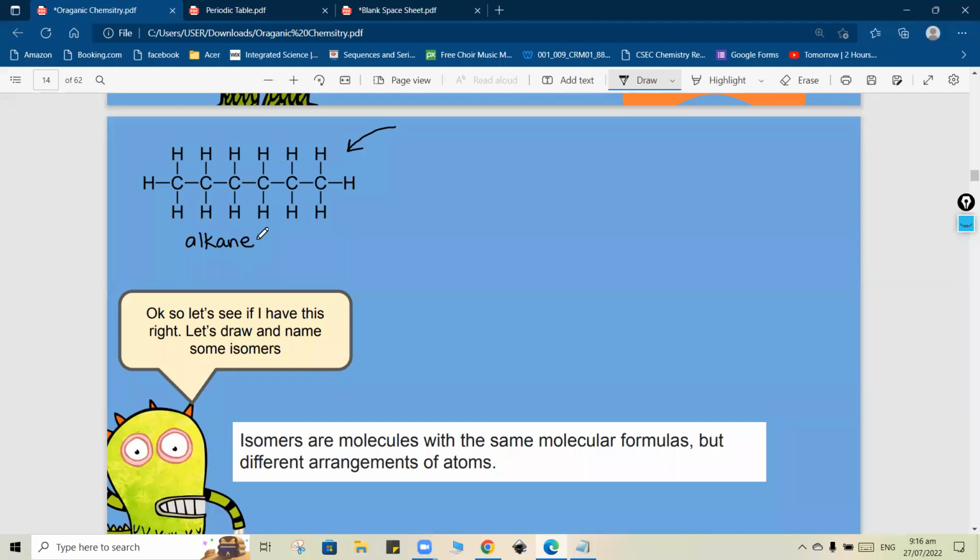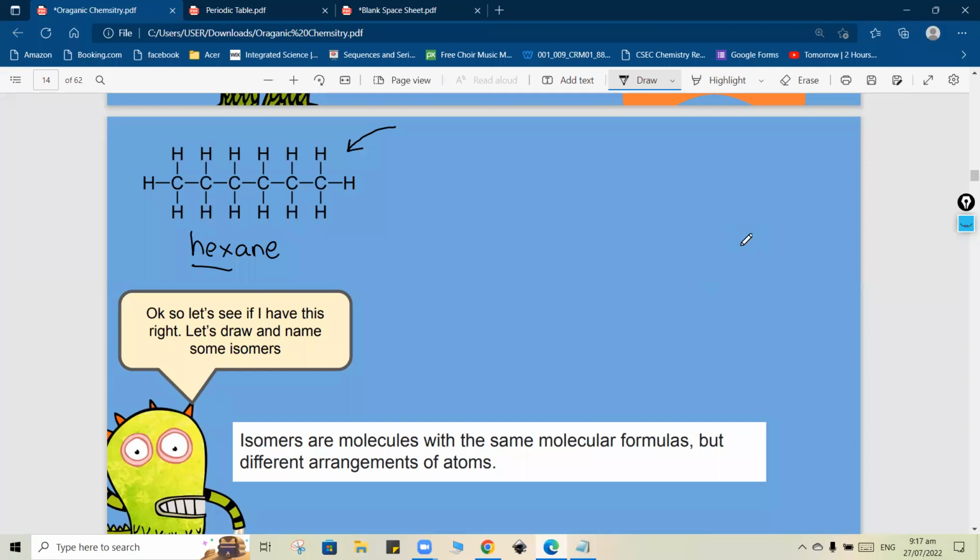And I'm seeing the names coming up. What's the name of this alkane? Is it pentane? Is it octane? Is it butane? A lot of people are getting it correct. Since there are 1, 2, 3, 4, 5, 6 carbons, the name is hexane. And of course, hex represents the number 6. Easy stuff.